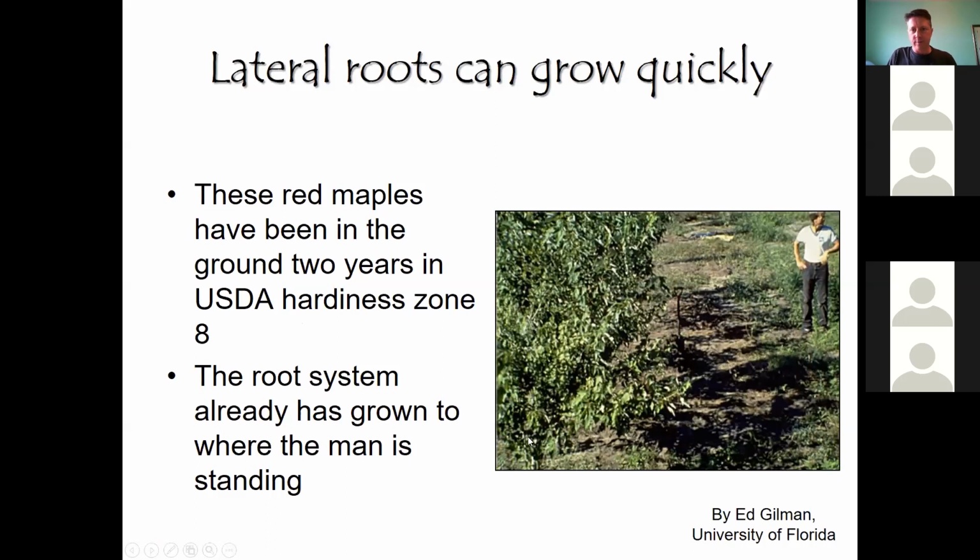So here's some red maples planted in a row right here. These have been in the ground 2 years, and this is also in Florida. And where this man is standing, from this tree right here, the root system is out that far. So that's 2 to 3 times the width of the canopy of that tree is how far those roots have made it. So you might say, well, that's Florida, so Florida grows things better. Well, yeah, it grows things faster, but we'll still experience the same root spread in a similar tree. It just might take 3 years instead of 2. Does that make sense? So the roots still genetically are going to want to be out there.